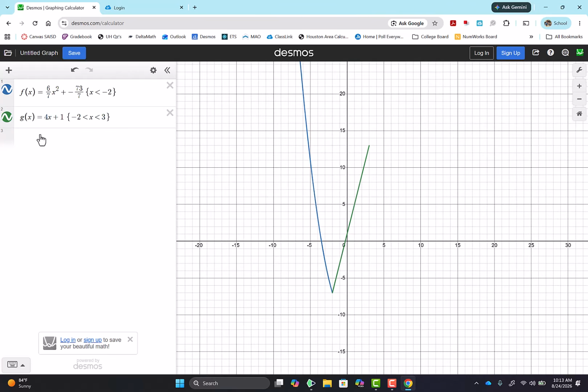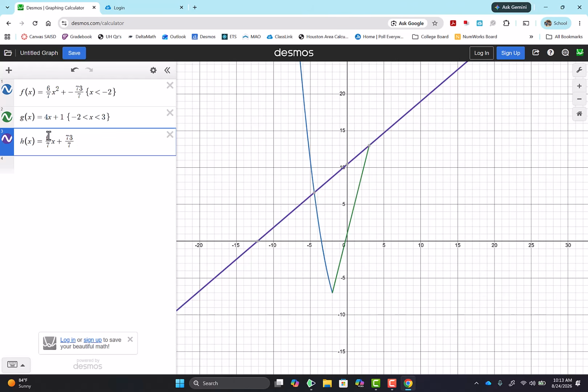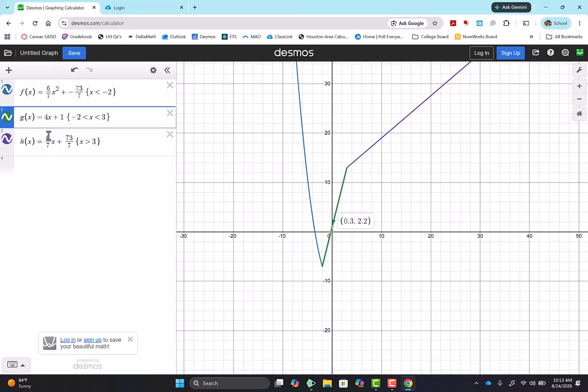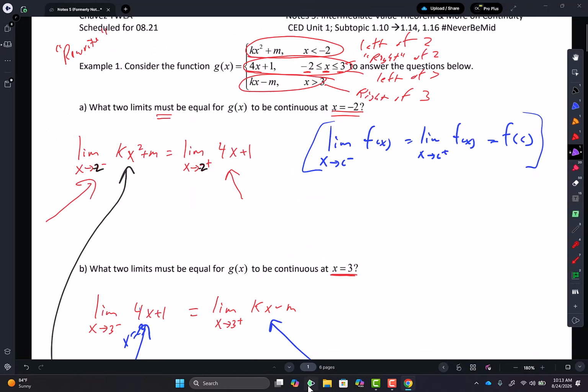And now, all right, guys, focus. H of x, give me the last one. 6 over 7x plus negative 73 over 7. And then I'm going to say for x greater than 3. I know it says greater than or equal to, but this doesn't. And then look, see how all the y values touch? So it's continuous. Are you satisfied, guys? Did I answer your question? Yeah, ask me questions, guys. Ask me. I can't read minds.